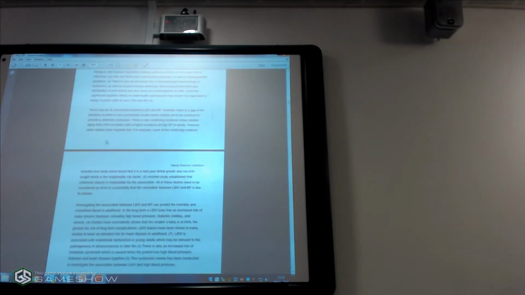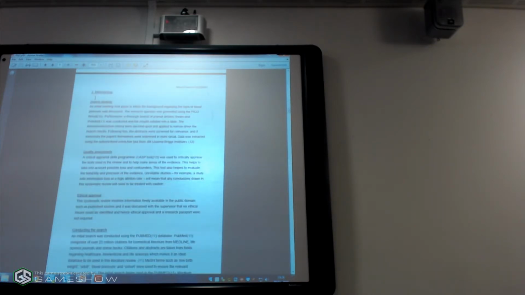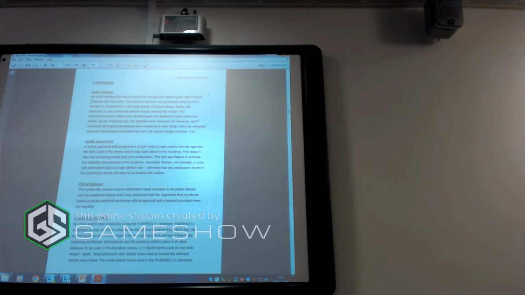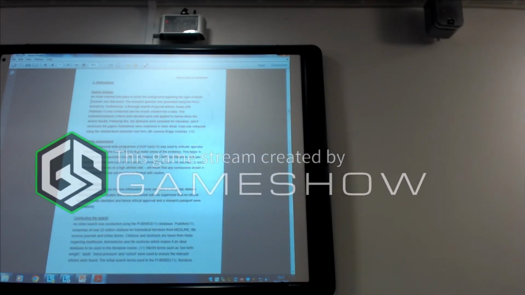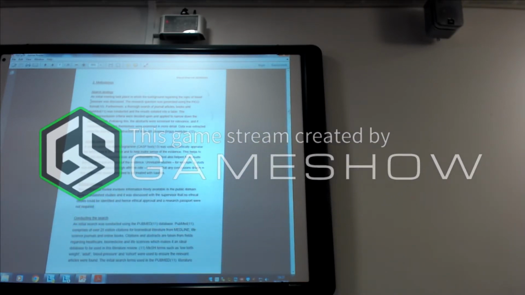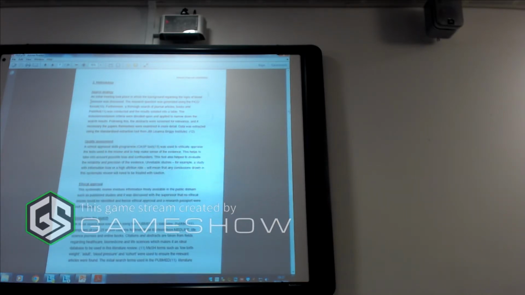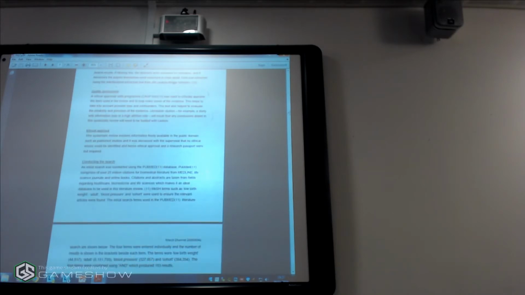So, methods. This is the key part where I think a lot of people get really confused and get a bit lost. So I always like to include a little bit about my search strategy. So what have I done? I had a meeting, this is what the meeting said, and then this is what I did. So I searched journals, searched books. Just a bit of general overview.